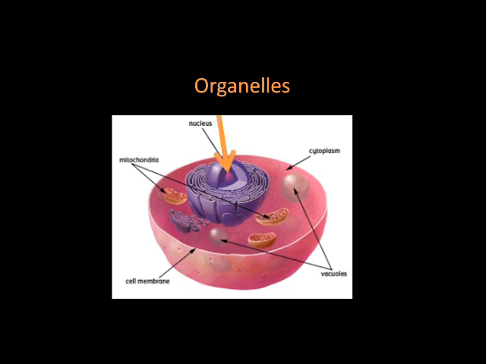The nucleus is an organelle that acts like the control center of the cell, kind of like the brain of the cell. The mitochondria are organelles that make energy for the cells, kind of like the muscles of the cell. The vacuoles are organelles that act like storage centers, holding food and water that the cell needs.